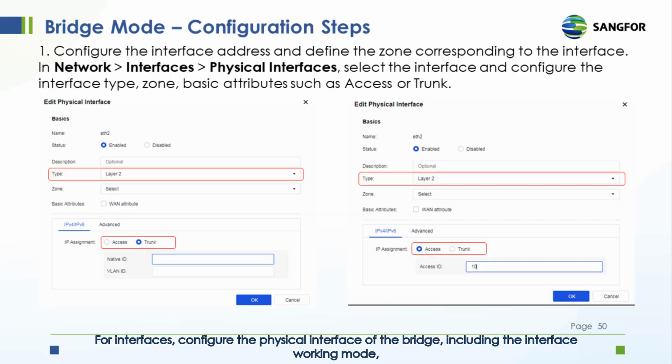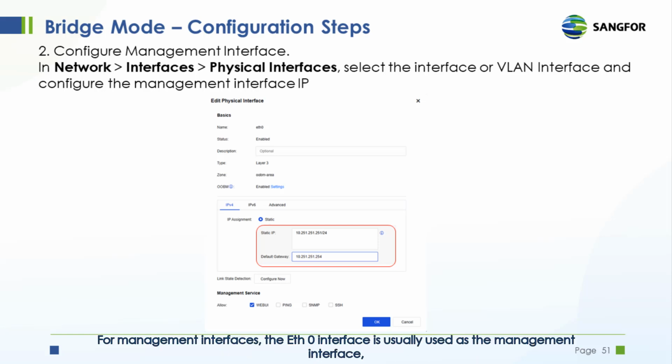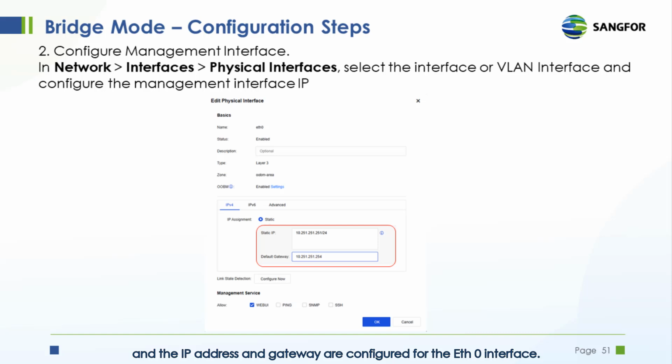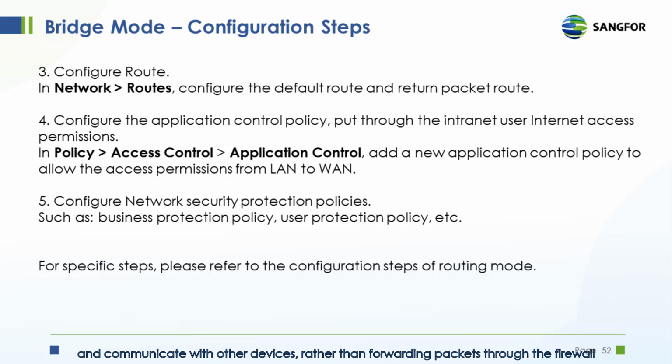For interfaces, configure the physical interface of the bridge, including the interface working mode, access mode or trunk mode, and fill in the corresponding VLAN ID. For management interfaces, the ETH0 interface is usually used as the management interface, and the IP address and gateway are configured for the ETH0 interface. For routing, configure default routes and backhaul routes. It should be noted that this route allows the firewall to access the internet and communicate with other devices, rather than forwarding packets through the firewall.